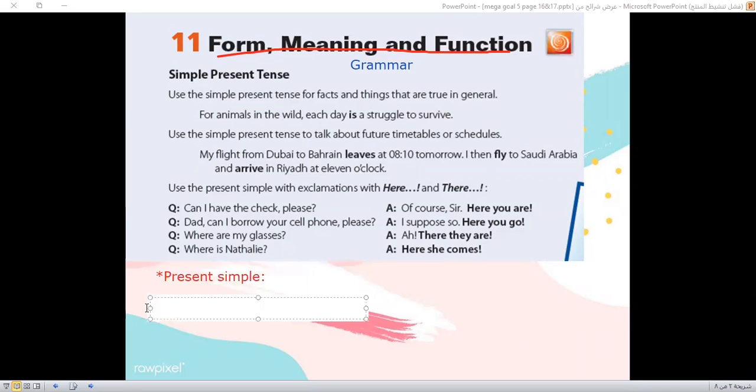S. Yes, I add an S if the subject is singular: she, he, or it. Very good. I have to add an S to the verb. What else? How do I know that this sentence is in the present simple and this sentence is not?